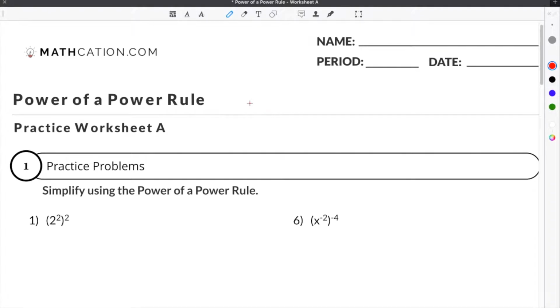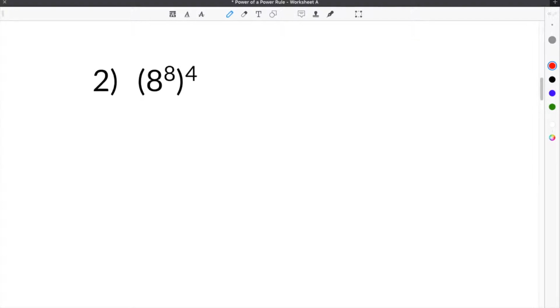This video is about the power of a power rule for exponents. You can get the worksheet we use in this video for free by clicking on the link in the description below. The first problem we're going to work on in our power of a power rule worksheet is number 2.